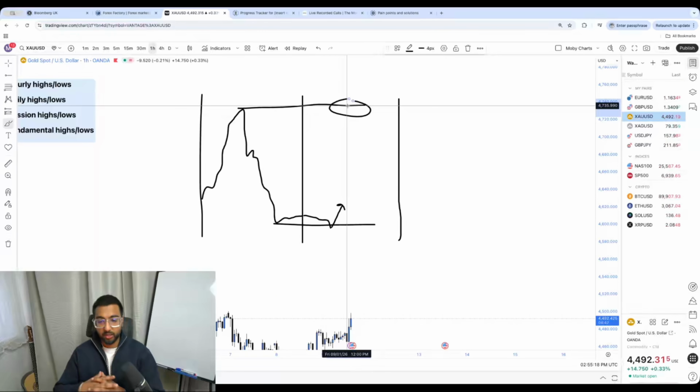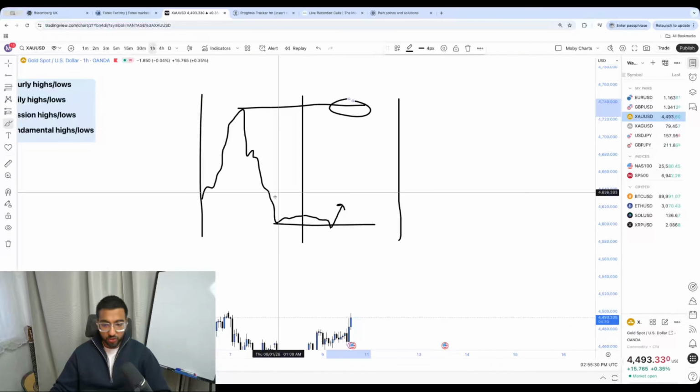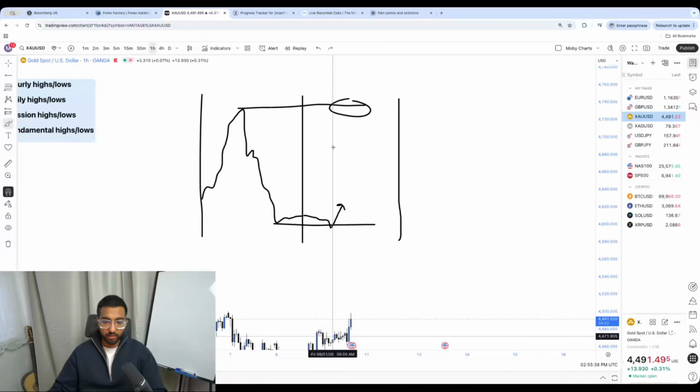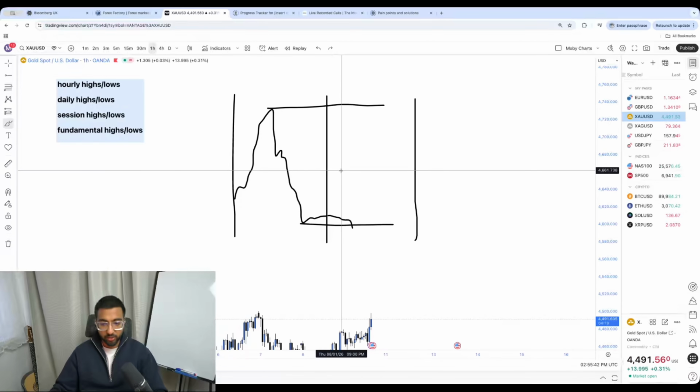And I like to think of session highs and session lows, or just highs and lows in general, in these concepts, as a magnet. So if we've just taken out this magnet, where do you think the market's going to go next? It's probably going to go to this magnet right here. And that's why I like to have that idea in my head, because it makes more sense for me to understand.